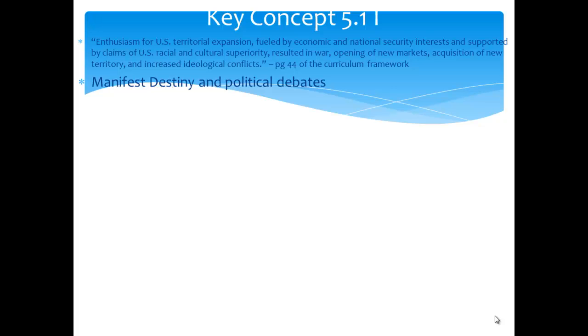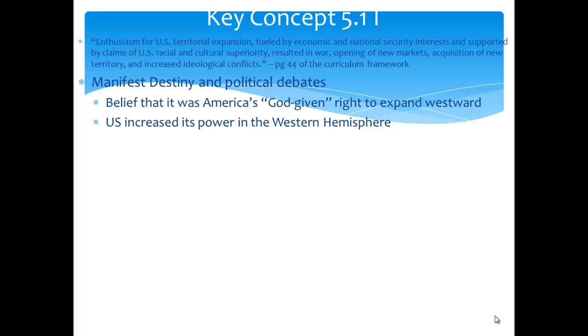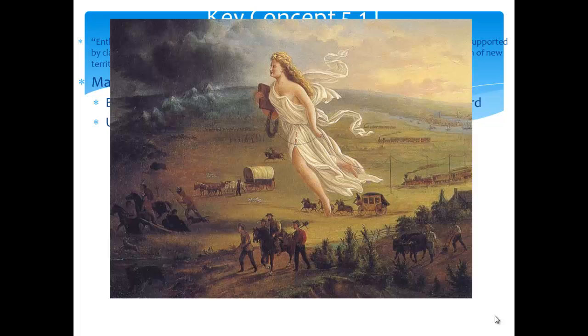All right, so let's talk about Manifest Destiny and political debates. Manifest Destiny is the belief that it was America's God-given right to expand westward, specifically from the Atlantic Ocean to the Pacific Ocean. We see that the U.S. increases its power in the Western Hemisphere significantly during this time.